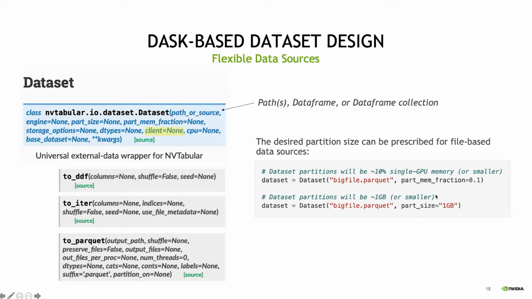And an important thing to keep in mind as well is that a big reason why we have this dataset API, I'll give some more reasons, is that we have these convenience arguments like part memory fraction and part size. It just makes it easier for us to produce partitions of a target size, no matter what the backend is, whether it's Parquet or whether it's CSV. And for example, we're showing part memory fraction of about 10%. We want our partitions to be about 10% of the single GPU memory or smaller.